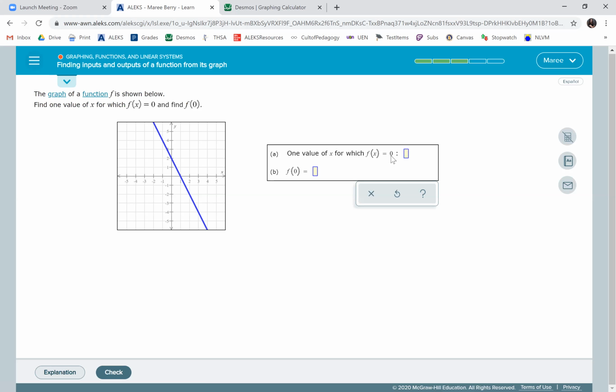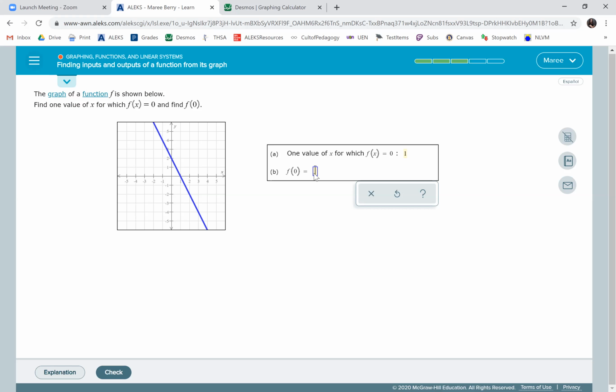So f of x equals 0. So we come down here, we find when f of x equals 0, find a value. So when y is 0, we're going to come over to the blue line. When they give you f of x is 0, you come down to 0 on y, and you go left or right, just till you get to the blue function. So that's x is 1. So when x is 1, we would get 0 for y.